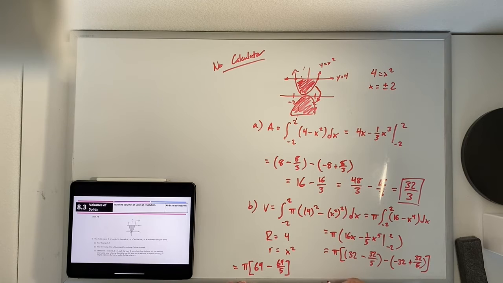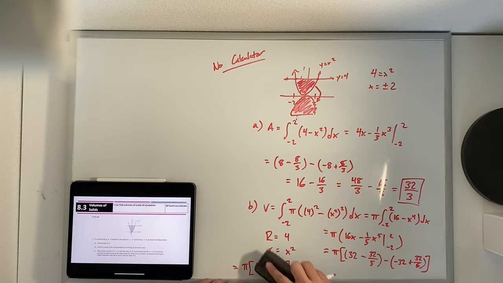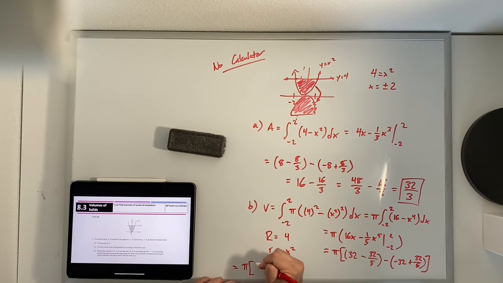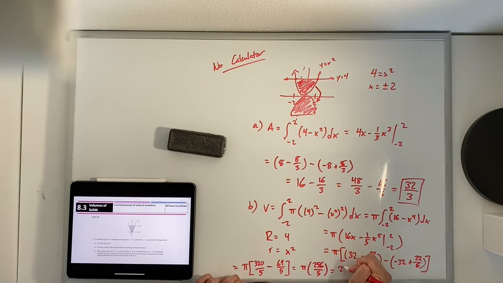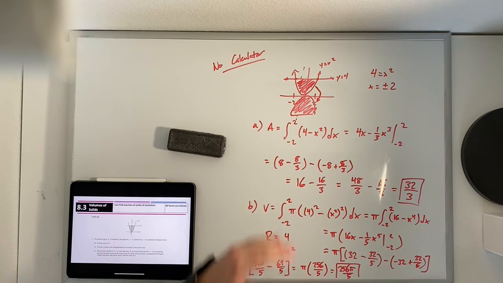We need a common denominator, so 64 times 5 over 5 turns into 320 over 5, which is pi times 256 over 5. 256 pi over 5 is our answer. So volume, area, pretty straightforward. Hopefully we shouldn't be having any major issues here.